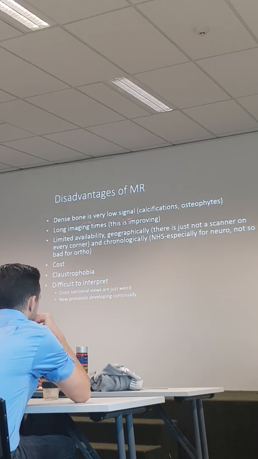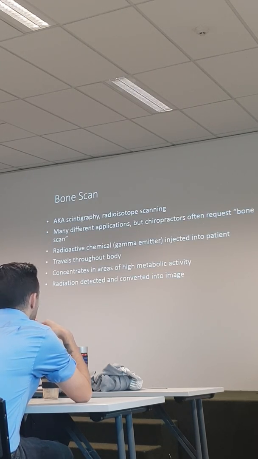Disadvantages: cortical bone, osteophytes, and calcifications have basically no signal, so they're black. It takes a long time to take the image, slowly getting better as we get higher powered magnets and better computer software, but it's still taking a long time. Very expensive, so it's not readily available. Hard for claustrophobics and difficult to interpret. You get hundreds of images for each patient and it takes hours to read.